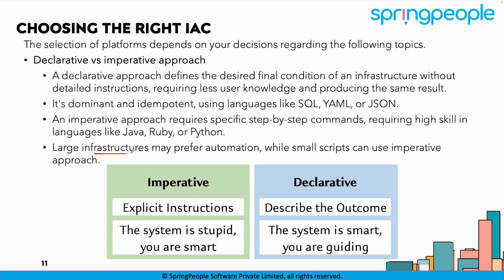Large infrastructure needs such tools, otherwise it becomes very difficult to manage with the existing and skilled resources. It's the same thing I spoke about. When imperative, the system is stupid, you are guiding it step by step. When declarative, the system is smart, you are just guiding it on what needs to be done, what need not be done, something like that.